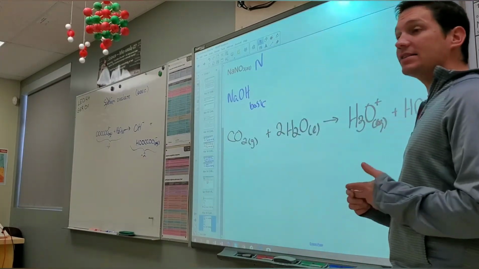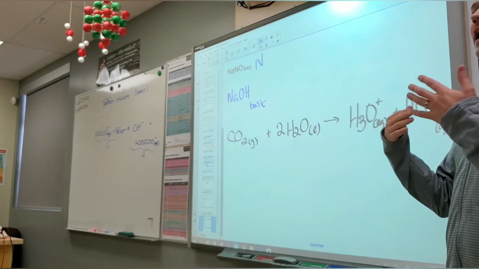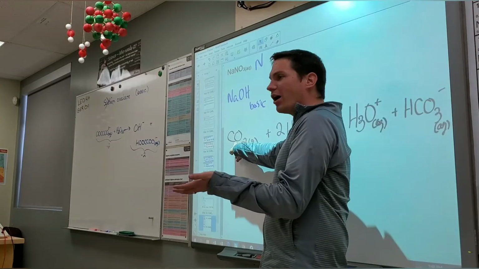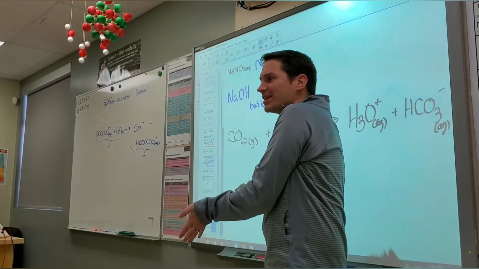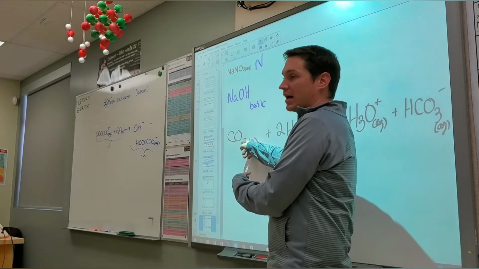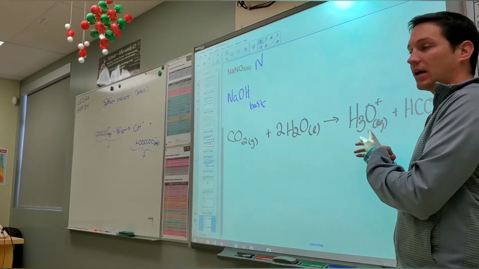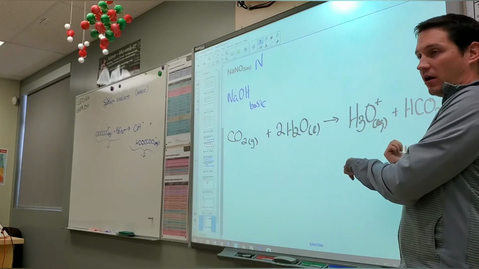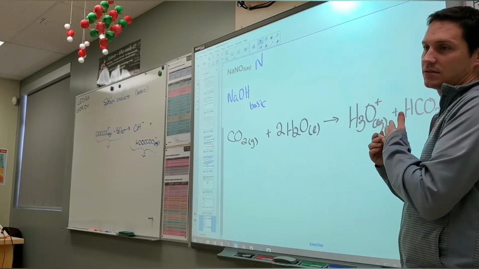So this is us explaining to somebody else how carbon dioxide is acidic. It doesn't have any hydrogen in it. How could it possibly be acidic? It's because of what it reacts with. It reacts with water to make hydronium and the polyatomic ion hydrogen carbonate. Does that make sense? Yes.